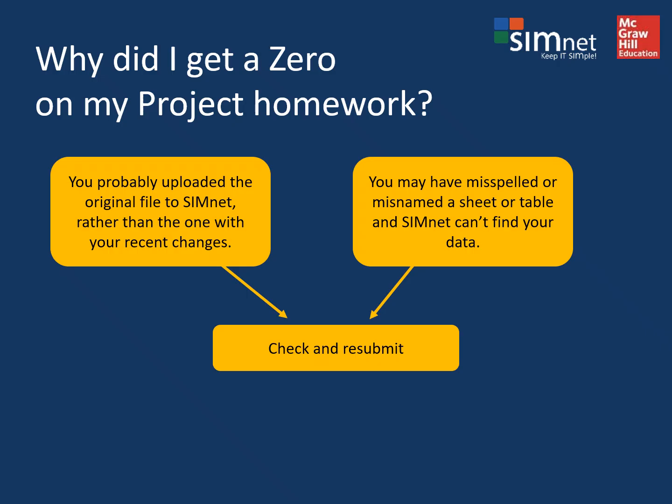Sometimes students say they received a 0 as their project score. If this happens, more than likely you uploaded the original file back to SIMnet for grading, rather than your file, the recent file that has your changes in it. So always check the date and the time before you submit files to SIMnet. Or it could be that in the feedback it mentions that the sheet name was misspelled or a table name was misspelled and SIMnet can't find the information. And you'll see this when you review the feedback.